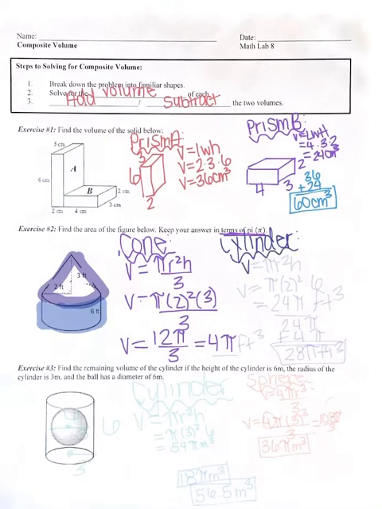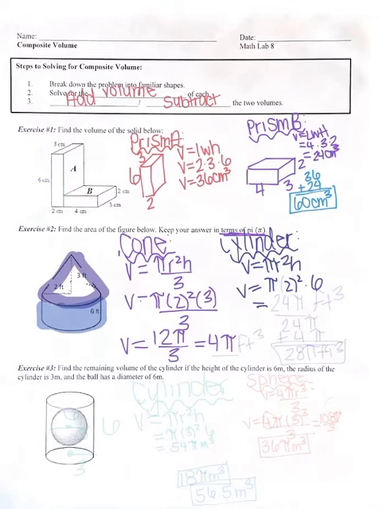Volume of a cylinder is just pi r squared h. So the radius of that cylinder is the same thing as the radius of the cone. They share that side, if you notice. So we have pi times our radius, which is 2, squared, times our height, which is 6. So we have pi, 2 squared is 4, times 6 is 24.